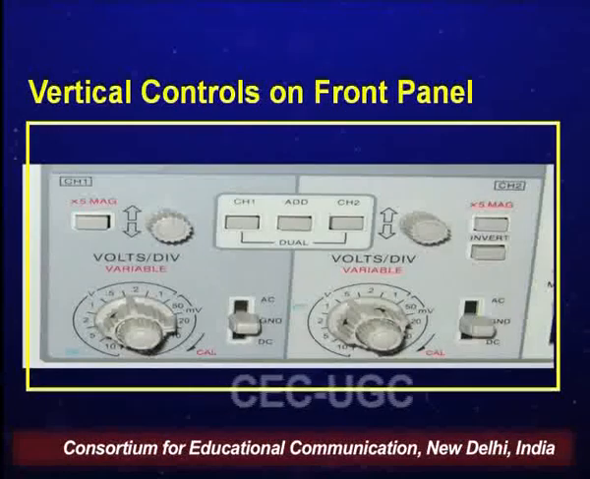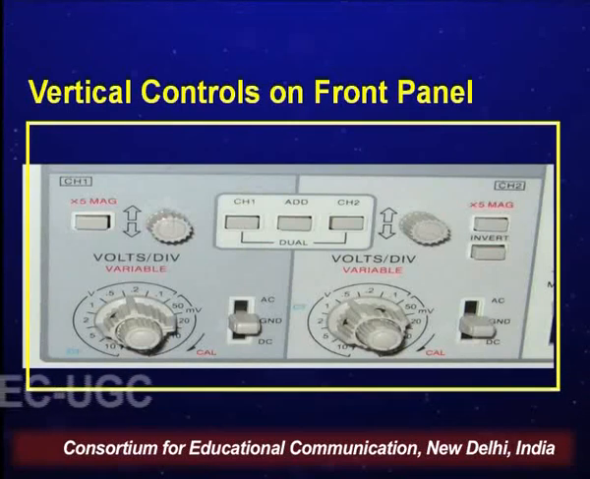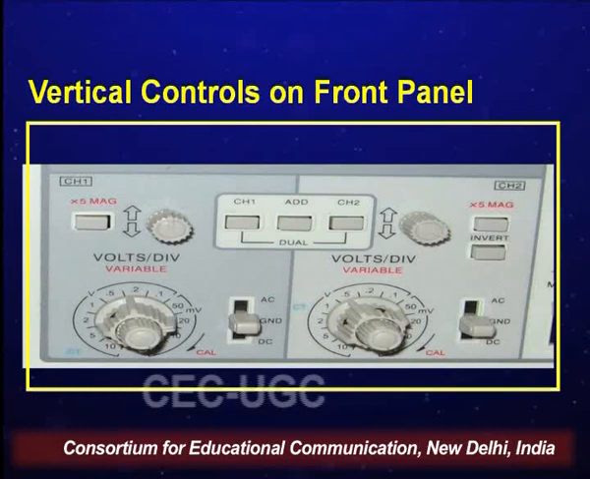Now we move on to the third, that is the vertical controls. These are the vertical controls, and as you can see, we can look at 2 different waveforms on this CRO at the same time. And as the buttons in the center tell us, we can also add the 2 signals. We can look at only one signal at a time, or we can look at the alternate signal. We can add them up and see the result.